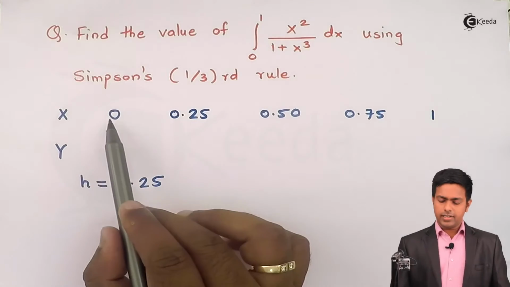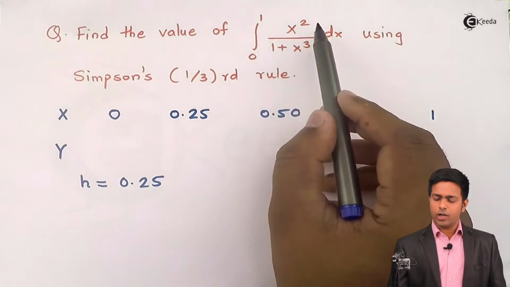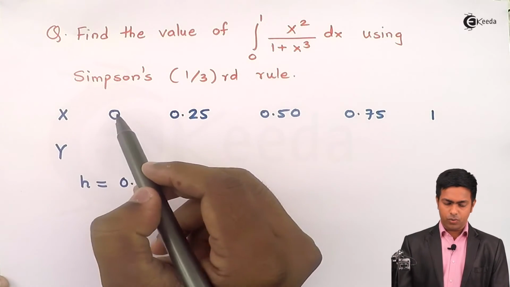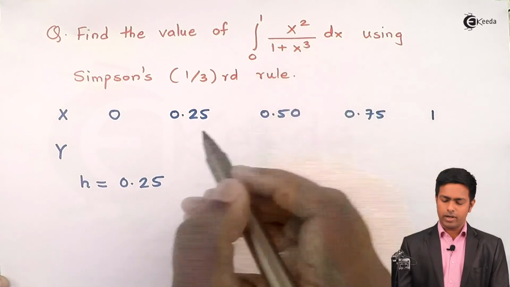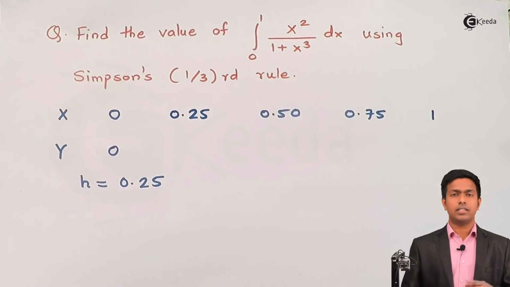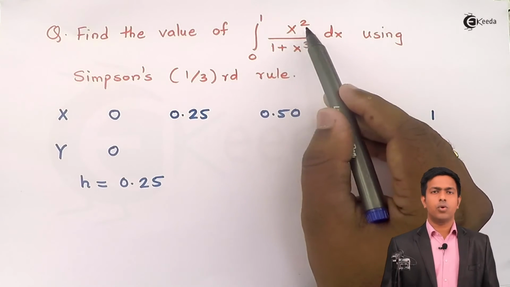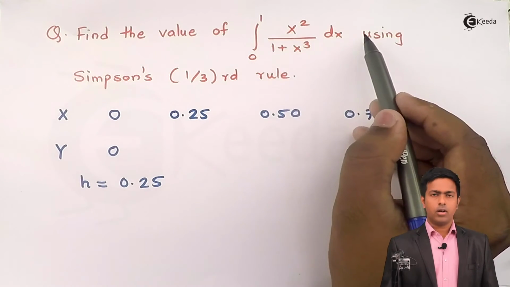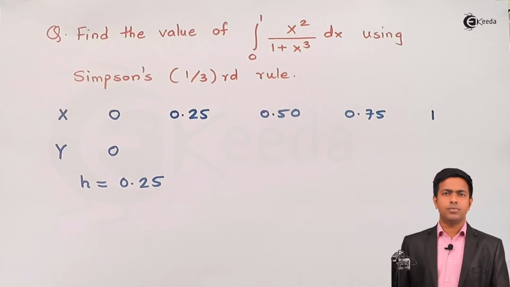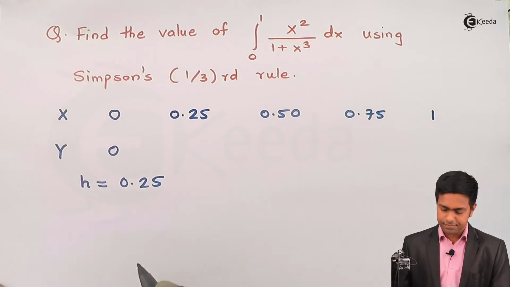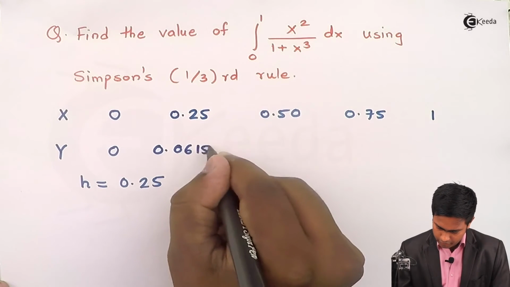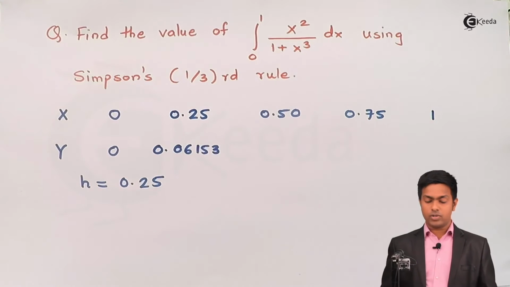Now for each and every value of x, I am going to find the value of f of x, which is nothing but the value of y. So let's put all the values. When I put 0 over here, we'll get 0 upon 1, that is 0. Next we'll put 0.25. Take your calculators and enter 0.25 whole square upon 1 plus 0.25 cube, and tell me the value. Here you'll get the value as 0.06153. Guys, you can check your values as well.